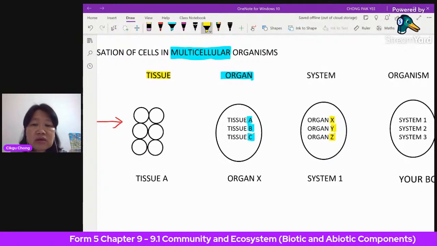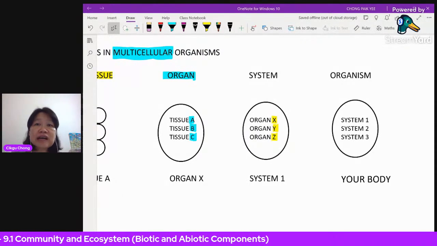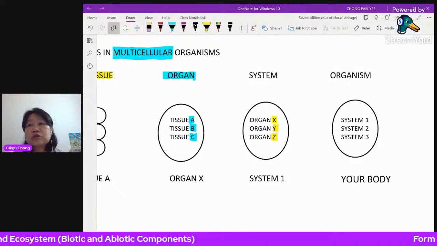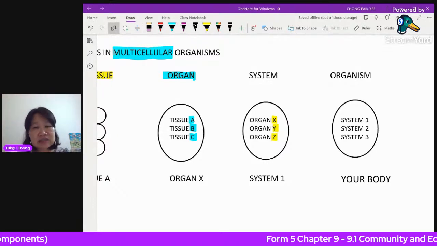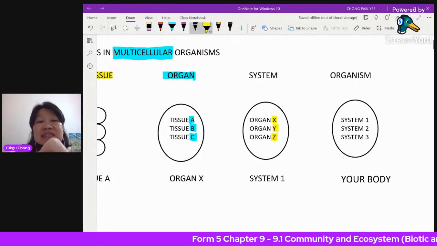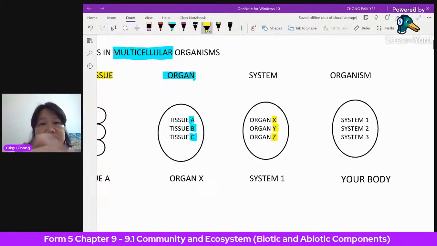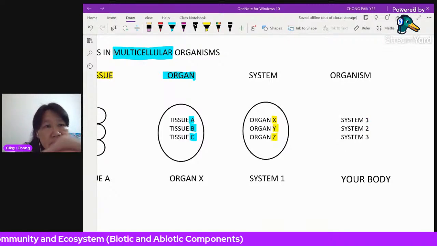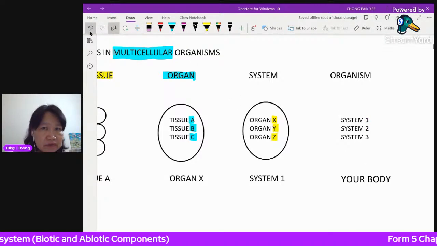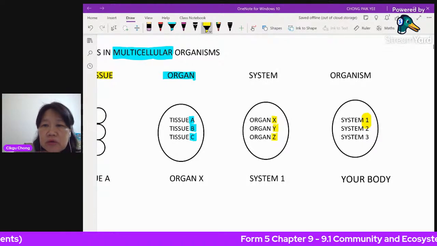But your body does not only consist of one system. That digestive system is functioning just to digest your food. You also need to breathe, right? You need to take in oxygen. You also need your respiratory system. So different systems in your body, right? Let's say system one is your digestive system. So different systems in your body will form your body, right? So different systems in your body will form.